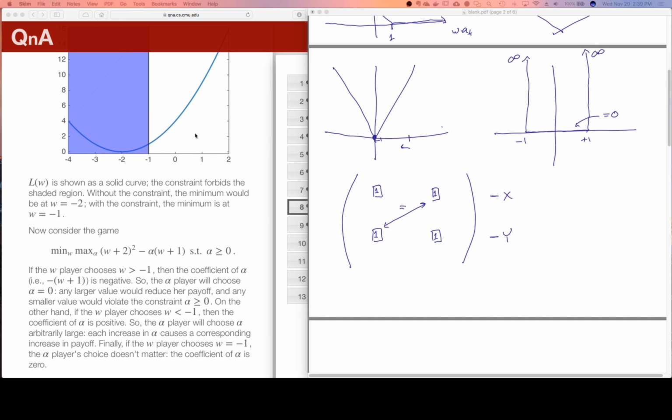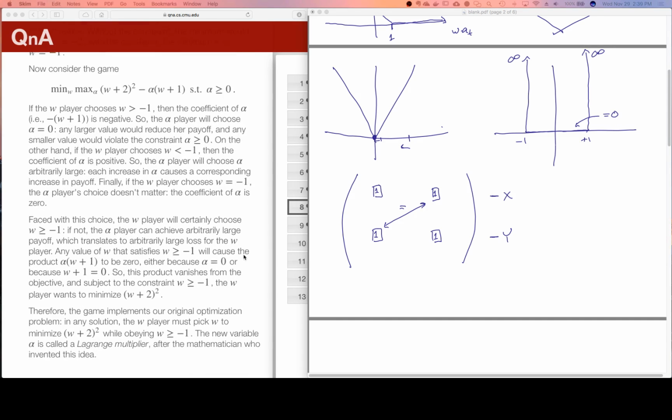If the w player plays on the correct side of the constraint, then that term drops out of the objective function. The alpha player is incentivized to play 0, and that term vanishes, and we just want w to minimize that. So we've effectively made a new player who enforces the constraint that we had in the original game. So that's kind of cool.